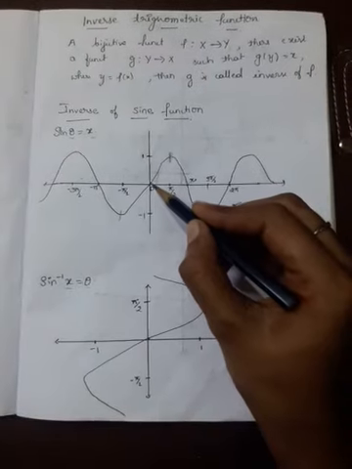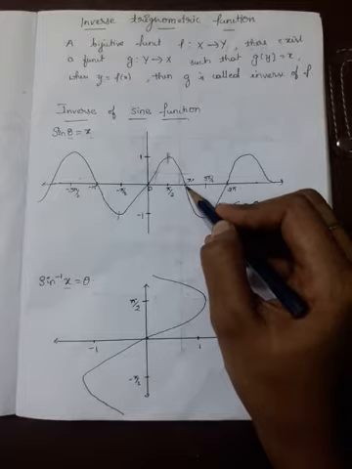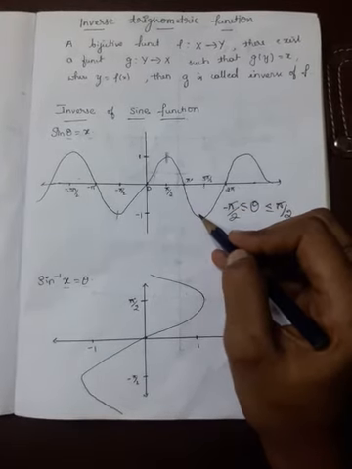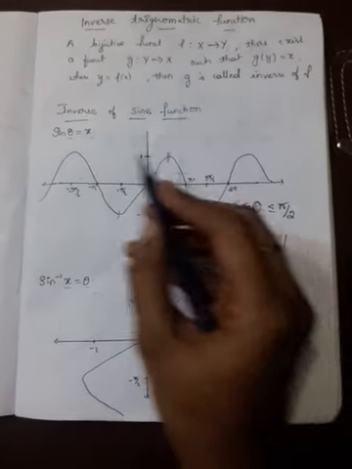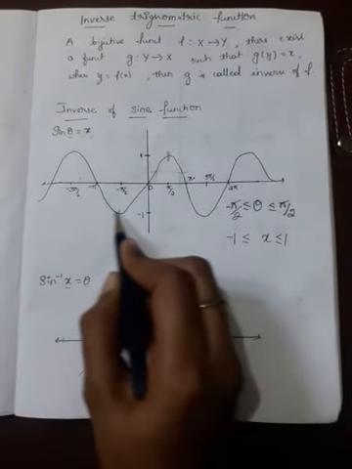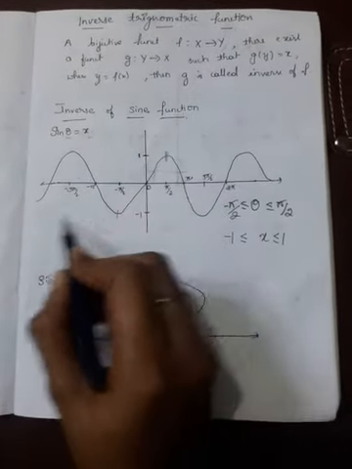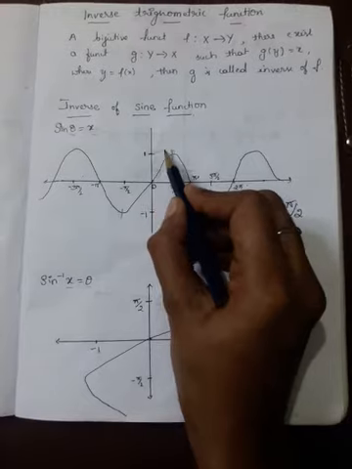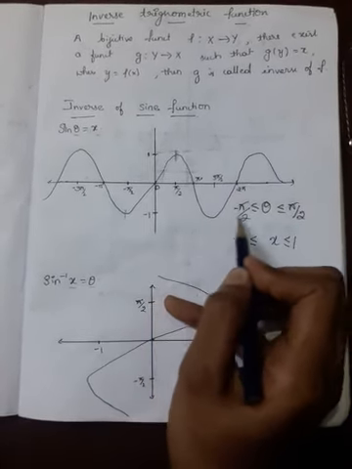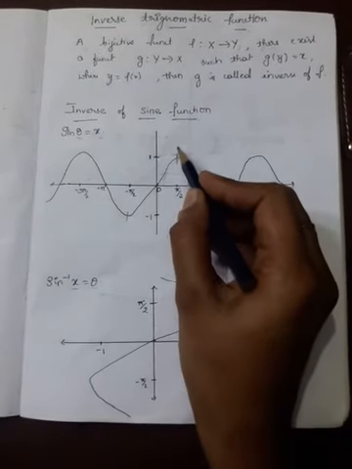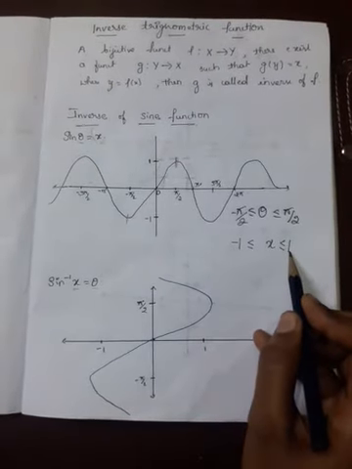We know that sine 0 is 0, sine 90 is 1, sine 180 is 0, sine 270 is minus 1, sine 2 pi is 0. Correct? It goes on. Therefore, you can clearly see that our codomain varies from minus 1 to 1. In the whole graph, the maximum is 1 and the minimum is minus 1. Therefore, our range value, that is the x value, varies from minus 1 to 1.